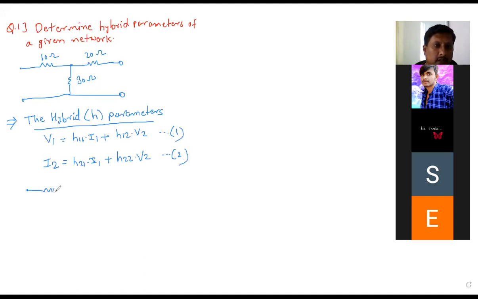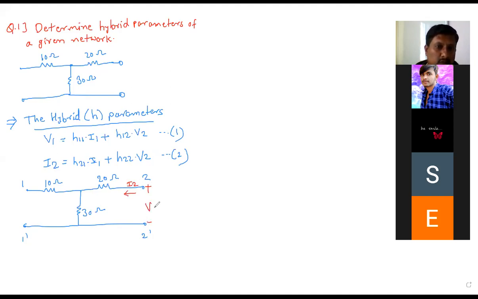So diagram I will draw. Given diagram as it is. The name you can give 2 dash 1 dash. This is 10 ohm. This is 20 ohm and this is 30 ohm. Variables you can show, all 4 variables. This is the I2. This is plus minus V2. This is I1. This is plus minus V1.